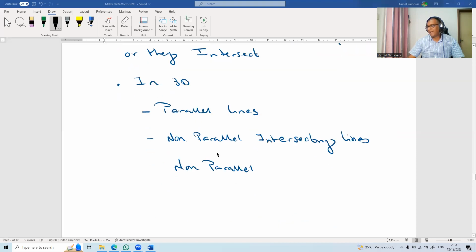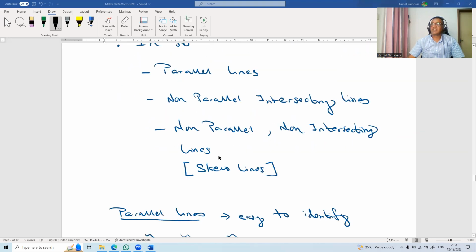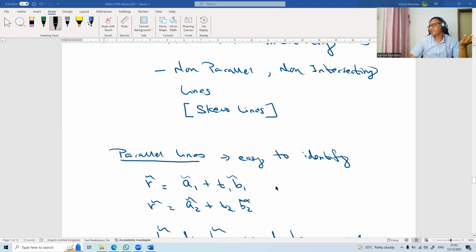Let me share the screen. We have parallel lines, non-parallel intersecting lines, or non-parallel non-intersecting lines called skew lines. Parallel lines are easy to identify: the direction vectors must be a factor, a multiple of each other.